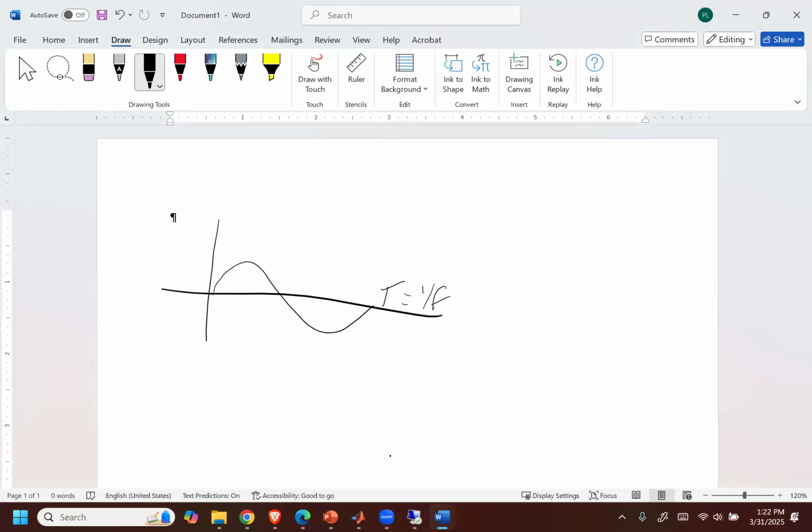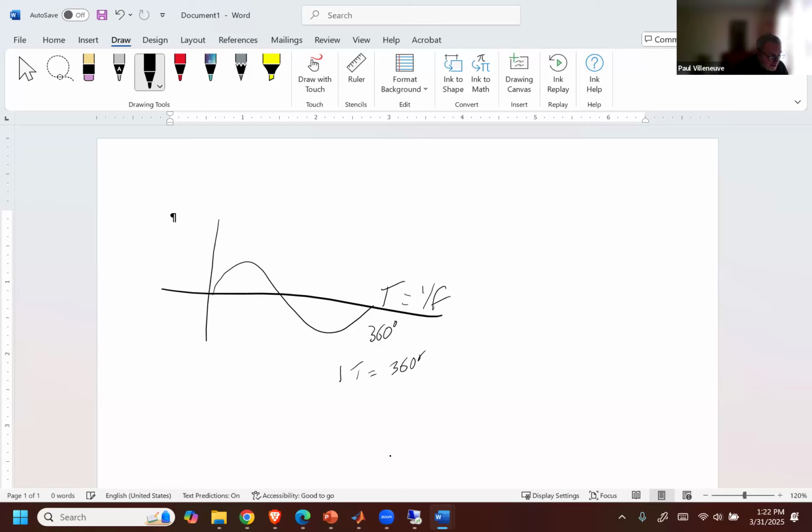Wavelength. Yeah, but that's pretty fancy. How about plain old 360 degrees? True. Simple one. So 1 period equals 360 degrees, isn't it?